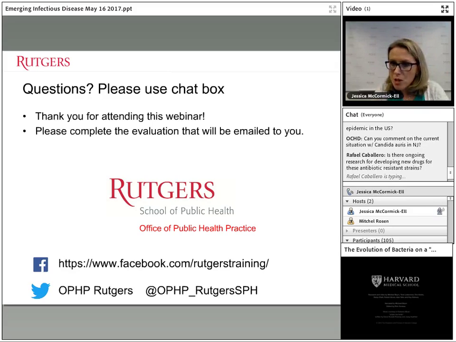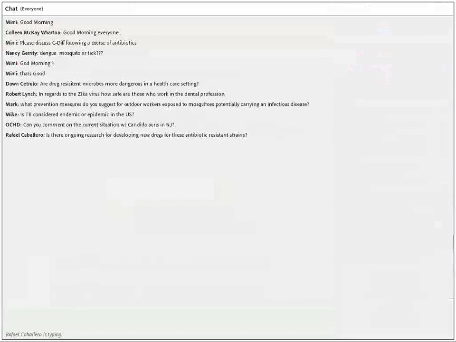What prevention measures do you suggest for outdoor workers exposed to mosquitoes potentially carrying an infectious disease? So that's really a great question. A lot of times workers can use mosquito netting around their face. They should be wearing long pants and light-colored clothing. They should also be using some kind of chemical insecticide, like DEET. DEET pretty much kills everything.